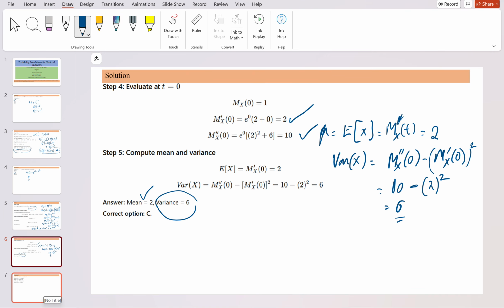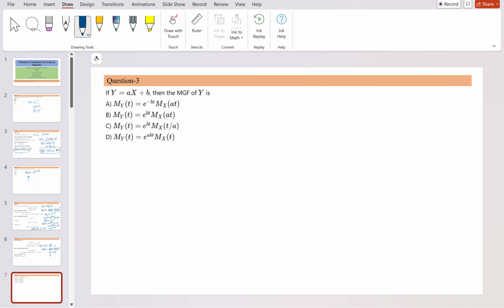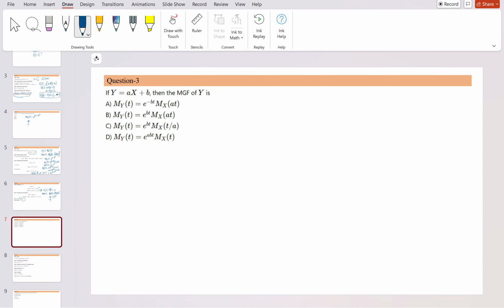Okay, let's move forward, try to solve this problem. Here also the MGF is given. If Y is given as ax plus b, you have to find out what is the moment generating function. Here the reverse is there: the equation is given and you have to find out what will be the moment generating function of Y is equal to ax plus b.